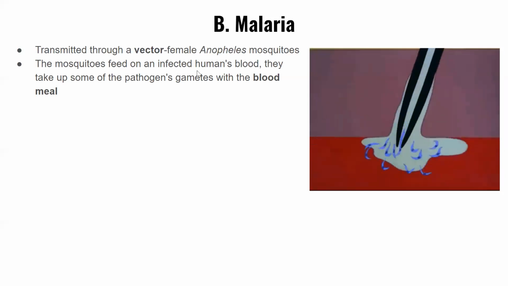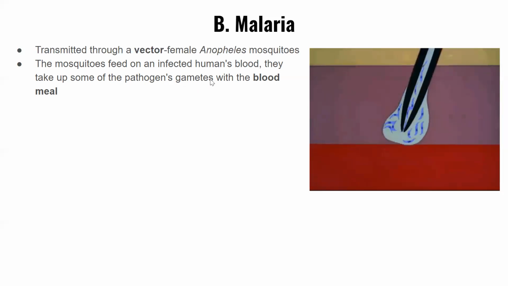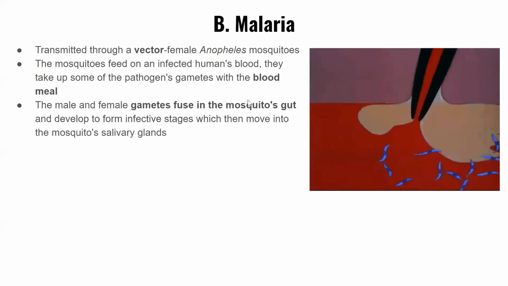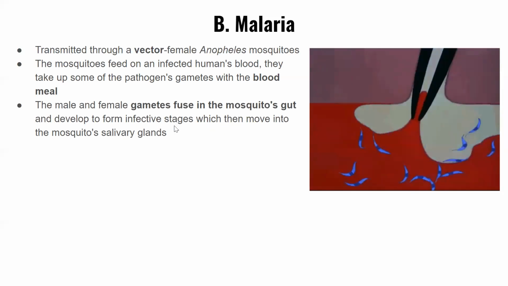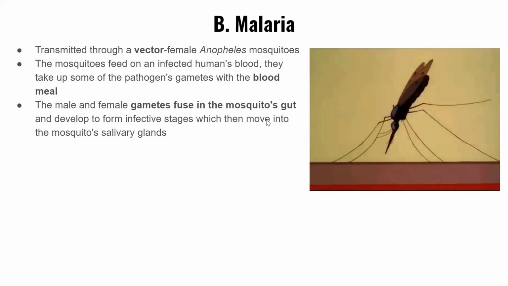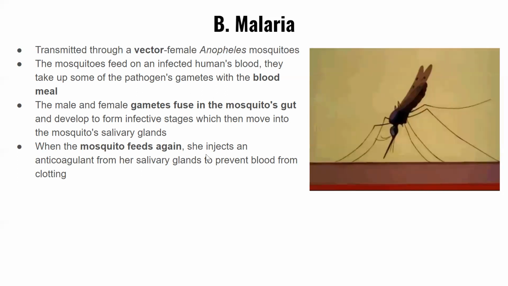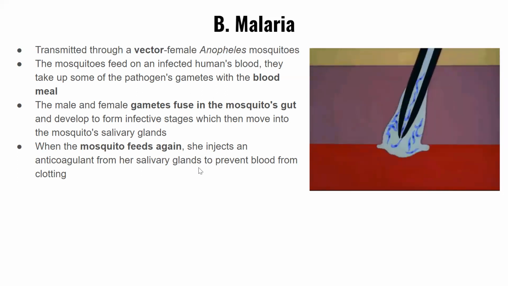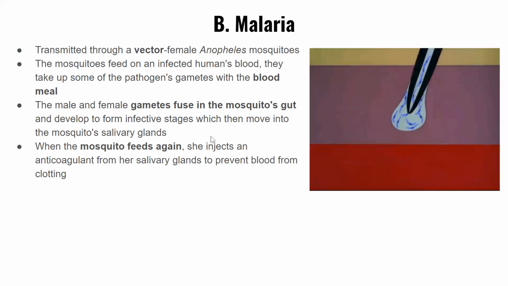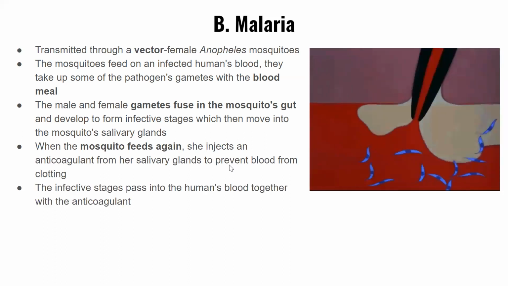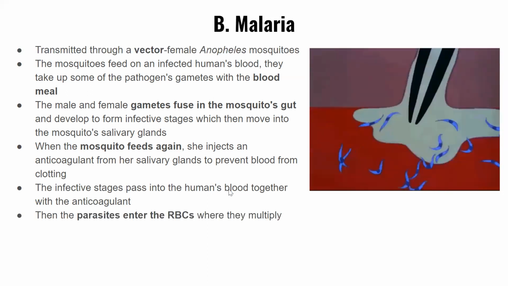Mosquitoes feed on infected humans' blood. Then they take up some pathogens, gametes or cells, with the blood meal. The male and female gametes fuse in the mosquito's gut or stomach and develop into infective stages and move to the mosquito's salivary gland. When the mosquito bites another person, it will release its saliva into the uninfected person, and in that saliva, these malaria parasites are residing. They enter into a fresh human's blood altogether.